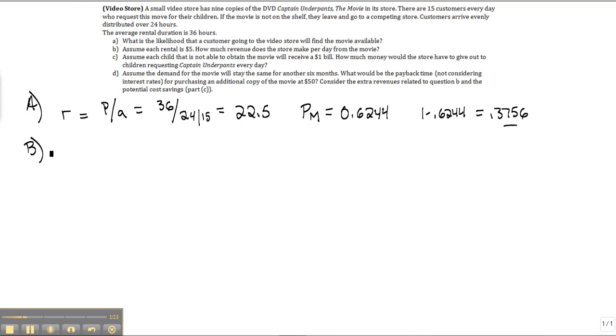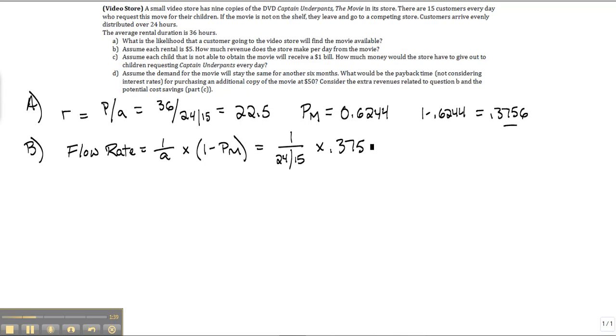Moving on to part B, we need to determine how many movies are rented each day. To do so, we'll use the flow rate formula, which is flow rate is equal to 1 over A times the probability that it is there, or 1 minus P_M. We have these values already, so we can just plug them in. 1 over 24 divided by 15 times 0.3756. This is equal to 0.235 movies per hour are rented.